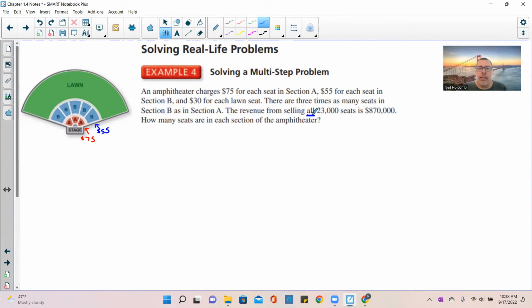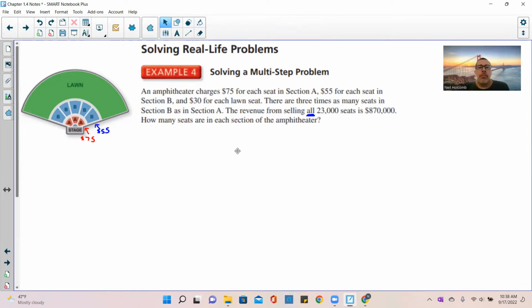All right. And it says the revenue from selling all 23,000 seats, there's the key right there. The maximum capacity of this amphitheater is 23,000, and the revenue they get when the house is full is $870,000. How many seats are in each section of the amphitheater?